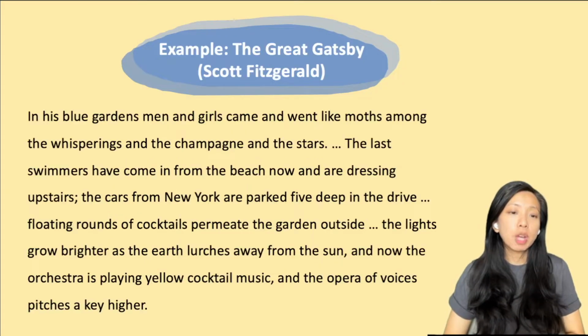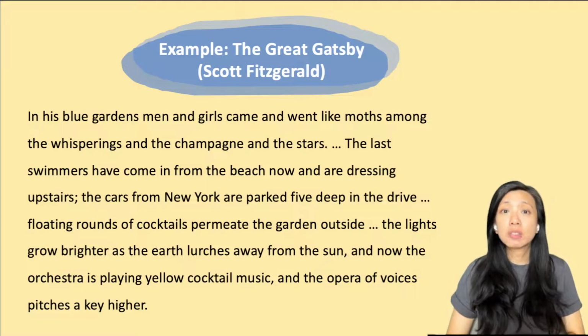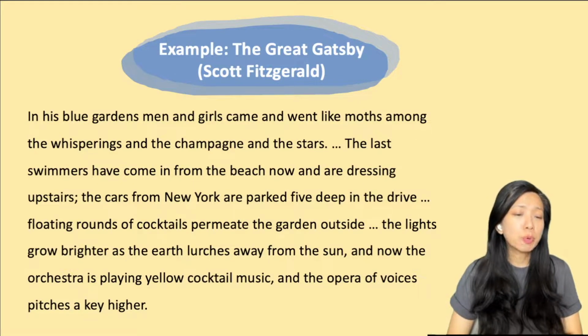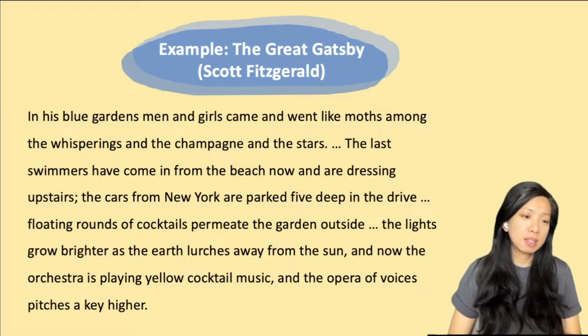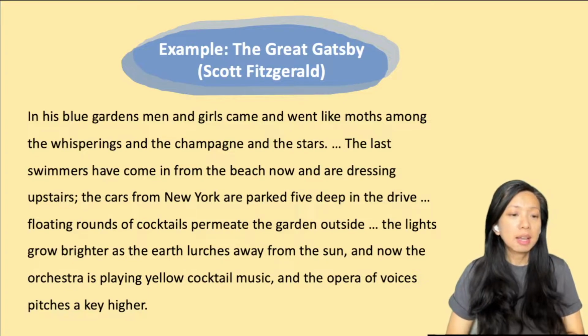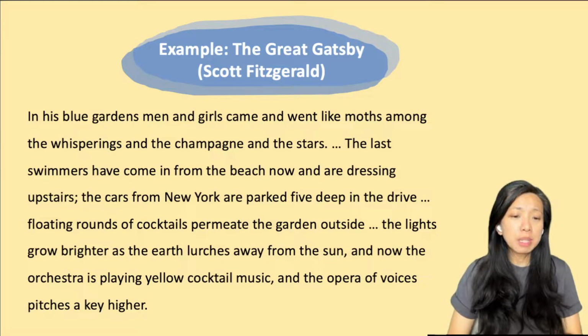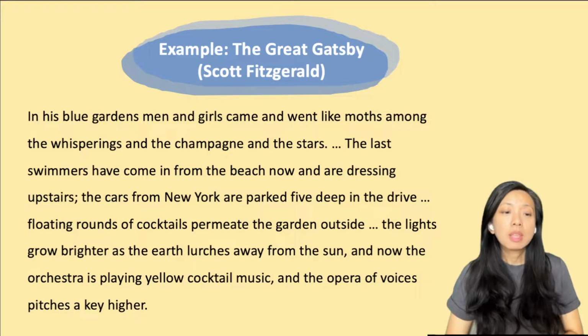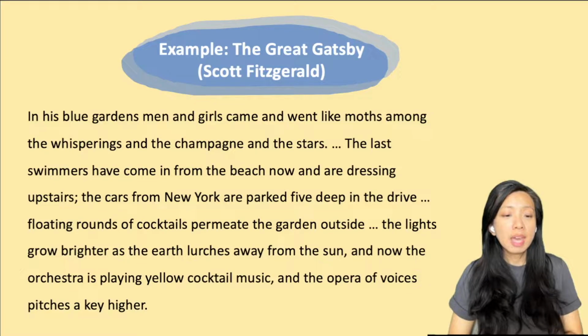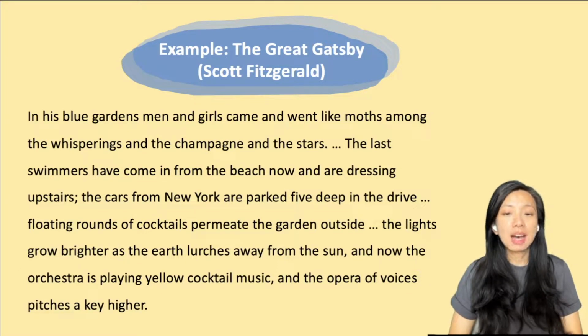Now, this is taken from the book The Great Gatsby. It's written by Scott Fitzgerald, and I'm going to read the paragraph for you. In his blue gardens, men and girls came and went like moths among the whisperings and the champagne and the stars. The last swimmers have come in from the beach now and are dressing upstairs. The cars from New York are parked five deep in the drive. Floating rounds of cocktails permeate the garden outside. The lights grow brighter as the earth lurches away from the sun, and now the orchestra is playing yellow cocktail music and the opera of voices pitches a higher key.